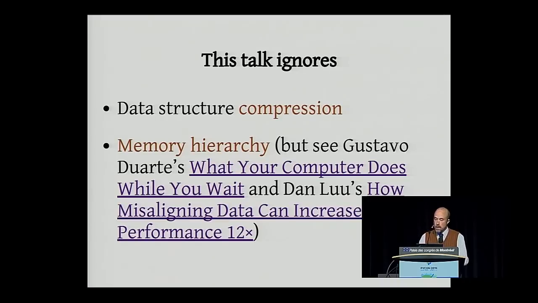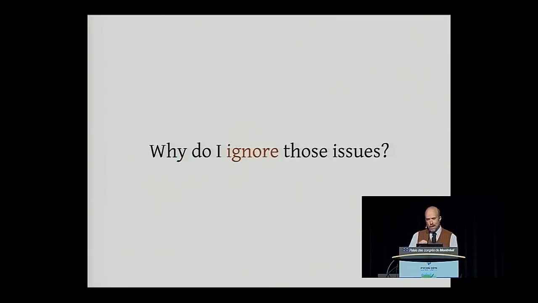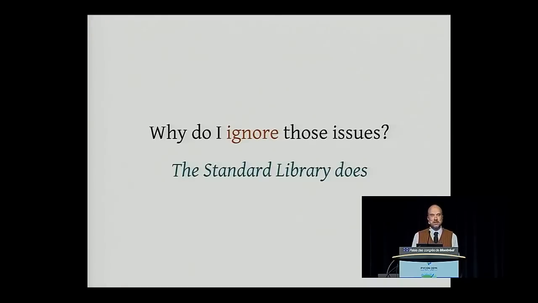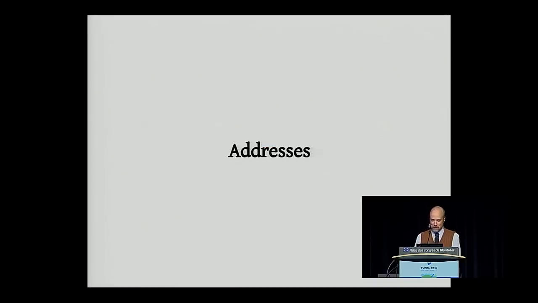And I'm going to ignore memory hierarchy, but I strongly recommend you see Gustavo Duarte's "What Your Computer Does While You Wait" blog post and Dan Luu's very recent blog post, "How Misaligning Your Data Can Increase Performance 12 Times," along with a sample script where you can see that work. Why do I ignore those issues, in what is supposed to be a fairly technical talk? Because the standard library does. Lists and dictionaries don't pay attention to memory hierarchy very much at all, and so I will follow suit.